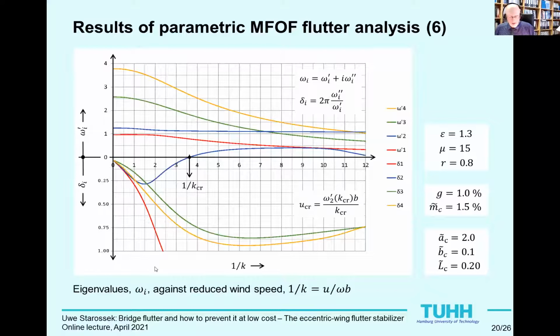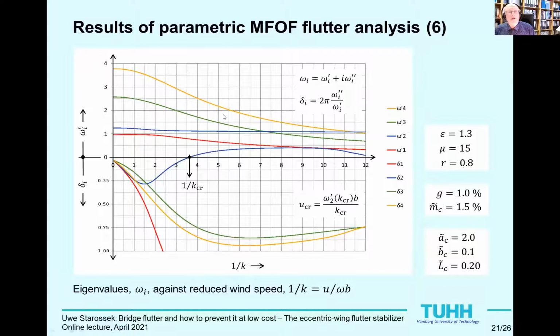In this diagram, the first 4 eigenvalues, omega 1 to omega 4, are plotted against the reciprocal of the reduced frequency, that is, the reduced wind speed. As before, the real parts, omega I prime, are shown at the top of the diagram. They represent the circular frequencies of vibration modes 1 to 4.